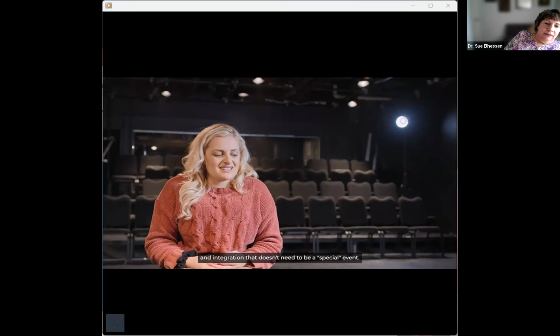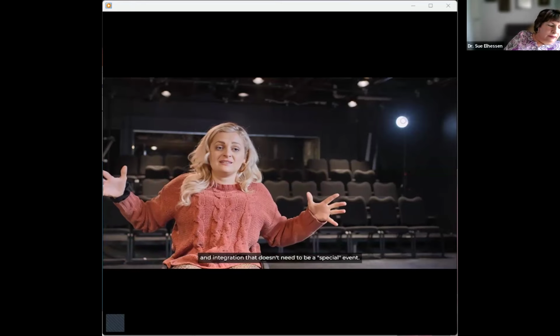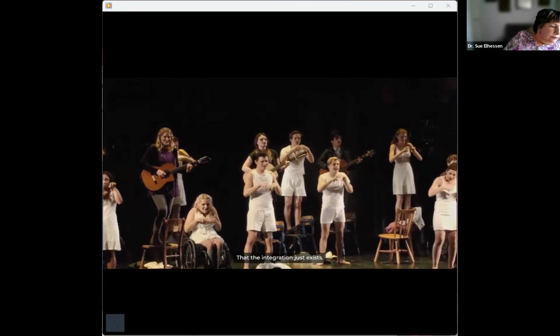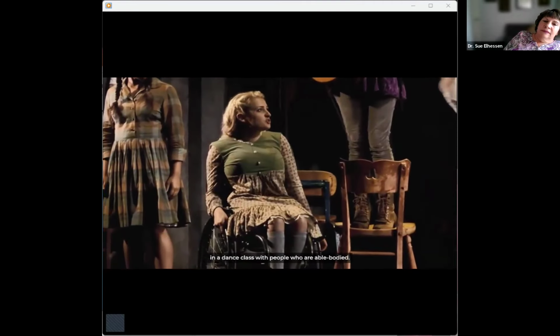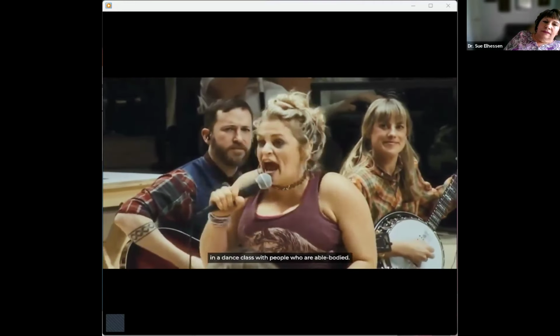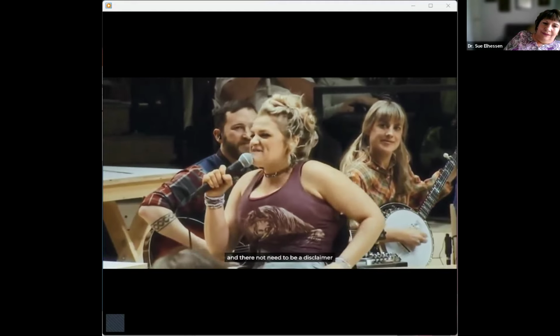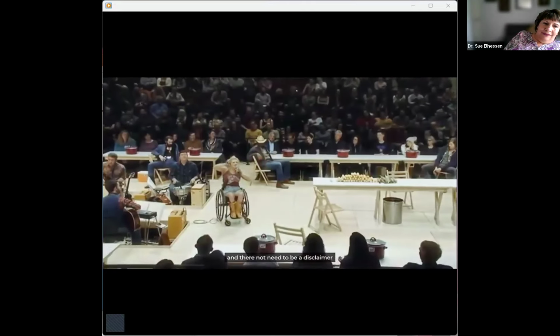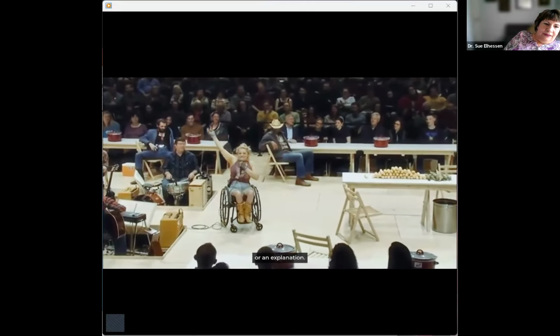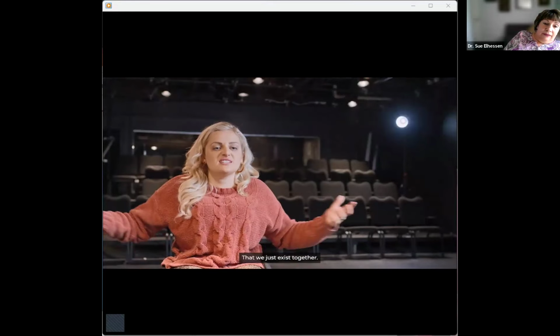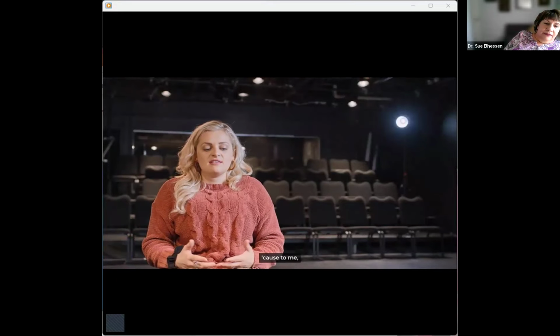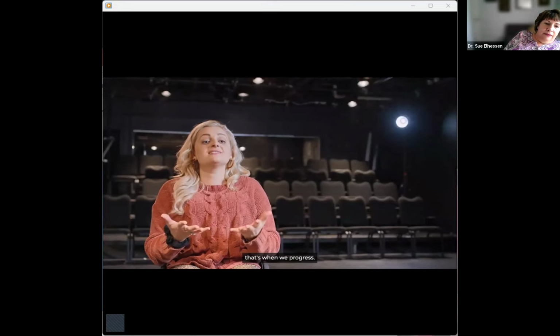And integration that doesn't need to be a special event, that the integration just exists, that people with disabilities can be in a dance class with people who are able-bodied, and there not need to be a disclaimer or an explanation, that we just exist together. Because to me, that's when we progress.